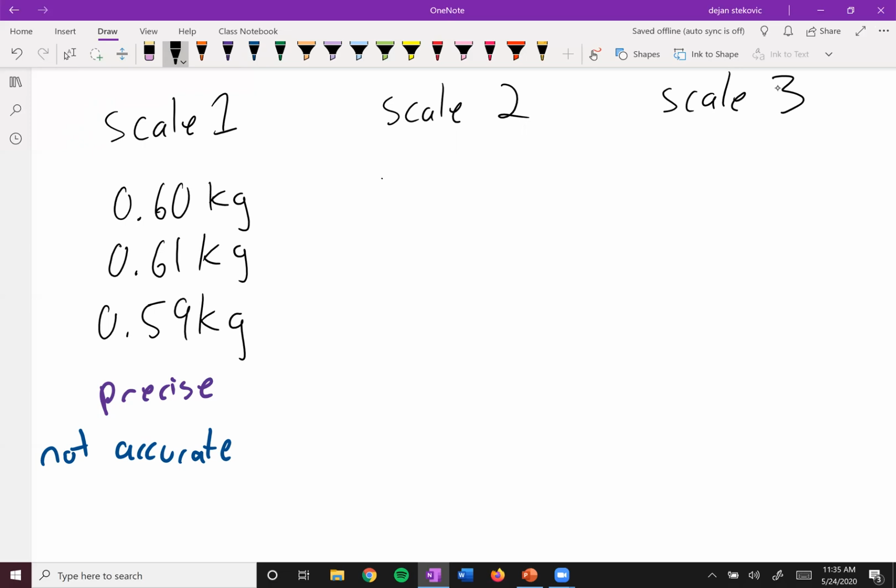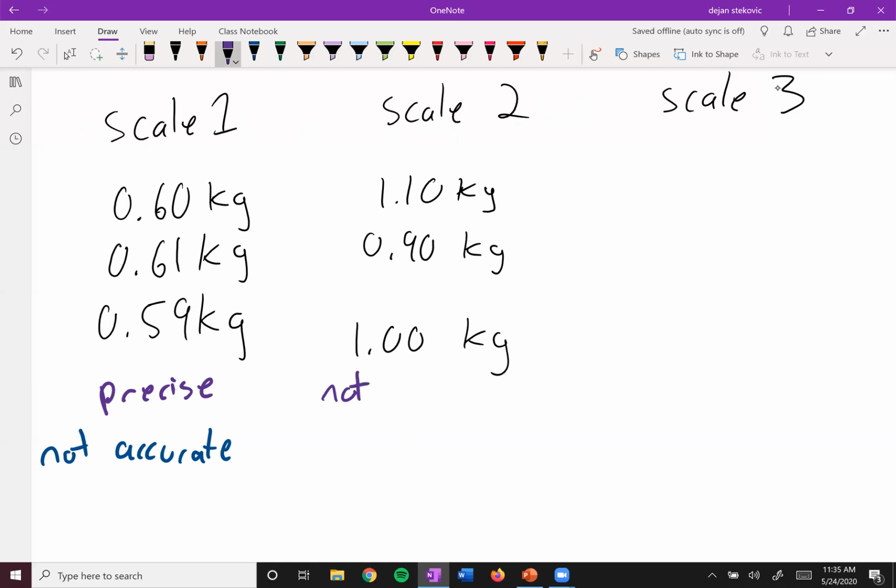Our second scale, let's say it goes 1.10 kilograms, 0.90 kilograms, and then 1.00 kilograms. And so in terms of precision, you can see that we vary a lot more than our previous scale, right? We have a difference of 0.1 each time, whereas previously we had a difference of 0.01. And so this scale is not very precise, at least relative to scale 1. But it's more accurate than scale 1. It's closer to the real value of 1 kilogram. So we'll say it's more accurate.